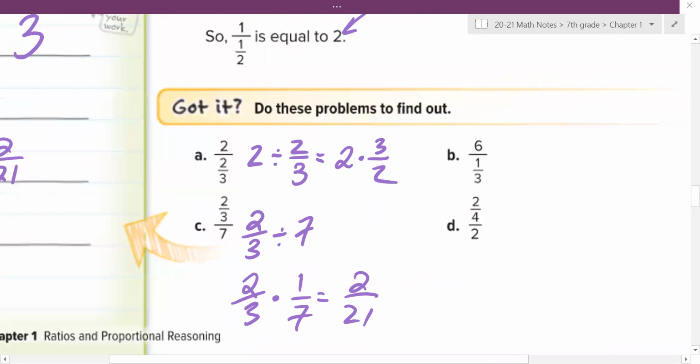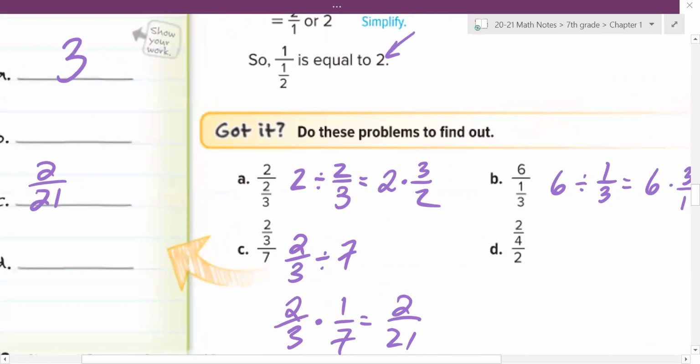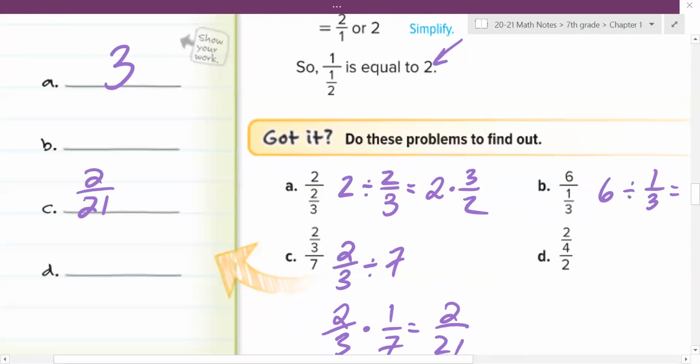For 6 ÷ 1/3, I'm just going to rewrite it. 6 divided by 1/3 is the same thing as 6 multiplied by 3/1, which is 18. I type that into my calculator, and I just get 21.